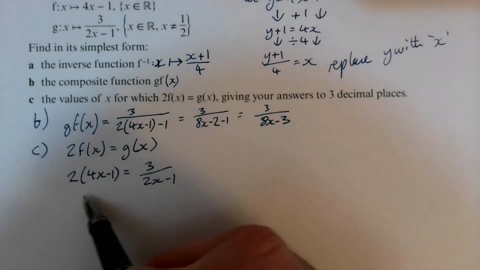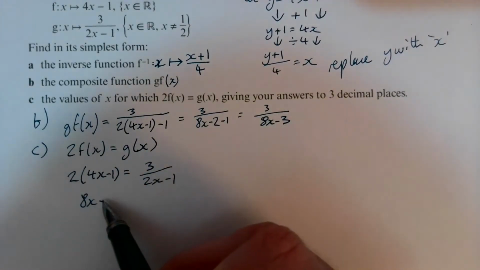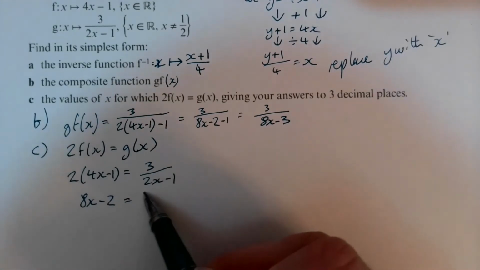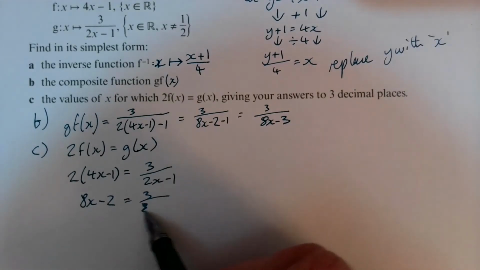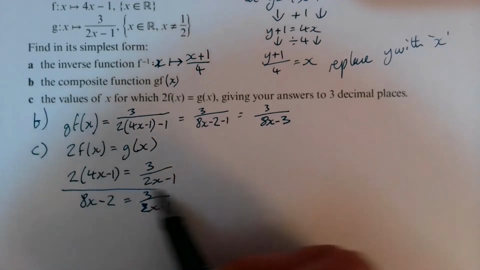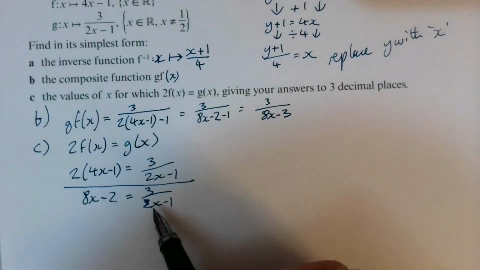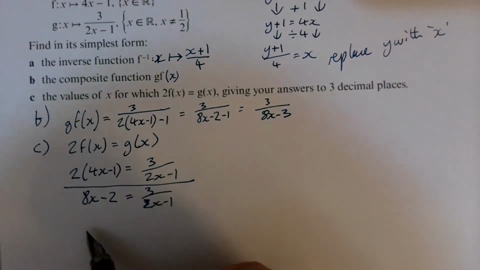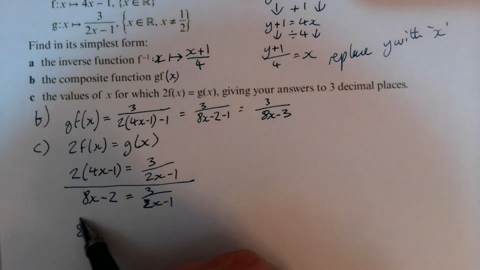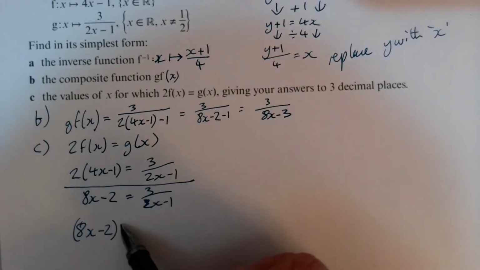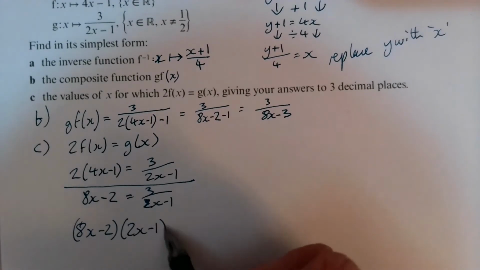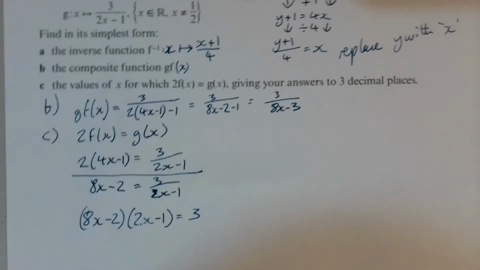First thing I'm going to do is expand that bracket to give me 8x take 2 equals 3 over 2x take 1, and then multiply both sides by 2x minus 1, which is going to give us 8x take 2 times 2x take 1 is equal to 3.